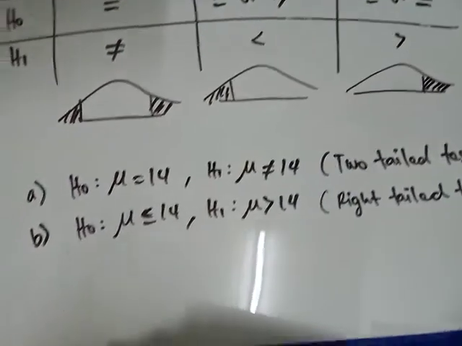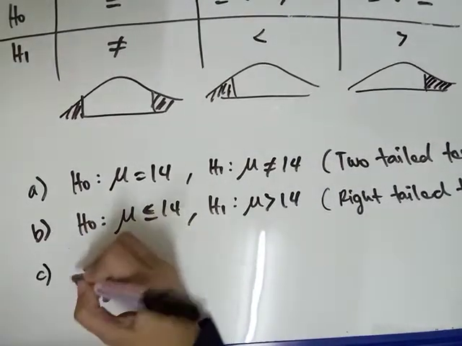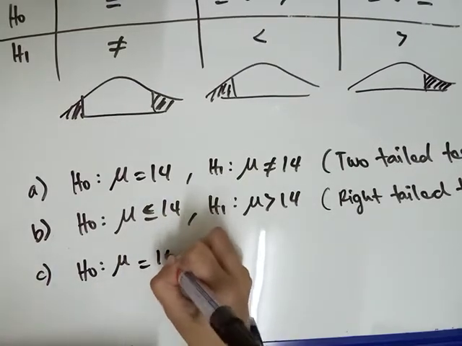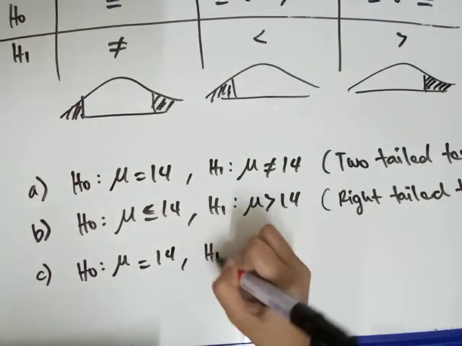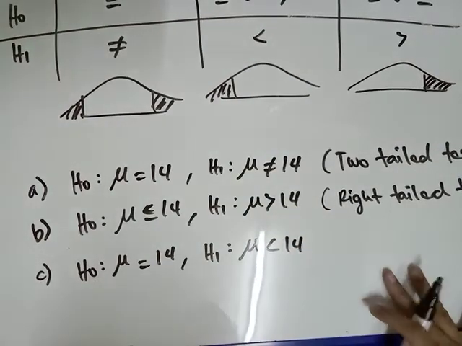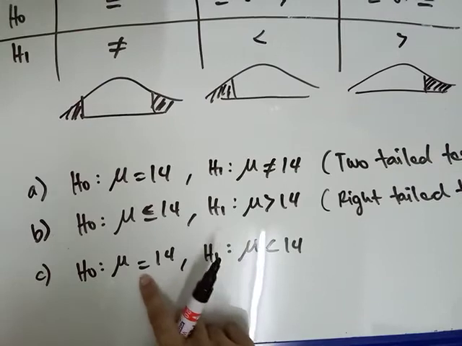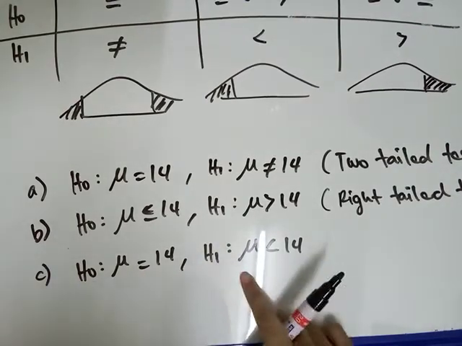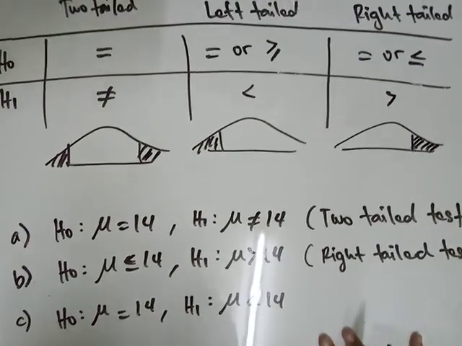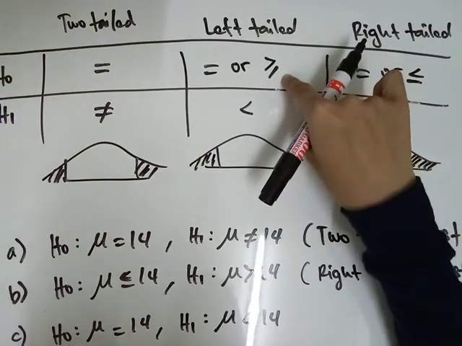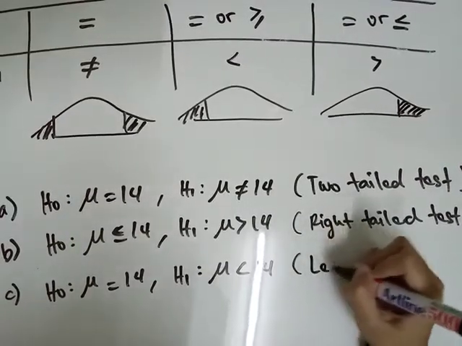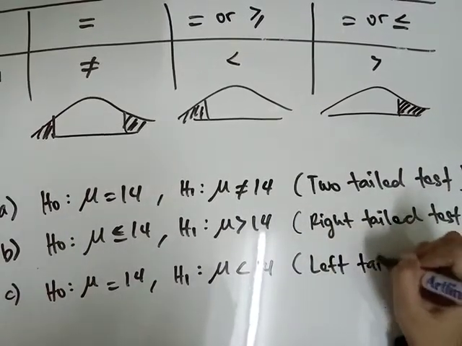Okay, last one, C. When H0 mean is equal 14, H1 mean less than 14. So what type of tail do we need to test? It is the left tail of the area. Left tail. So the answer is left tail test.